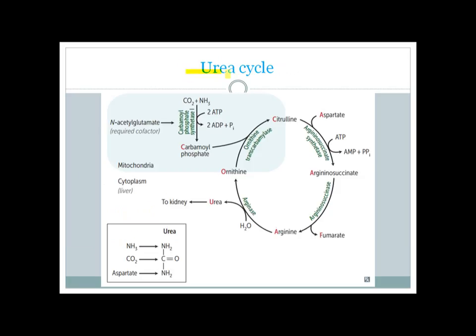So here we have the urea cycle. As you can see, this is the mitochondria and the white portion is the cytoplasm. So the urea cycle is one of the processes that occurs in both the mitochondria and the cytoplasm. And the first step of this reaction occurs inside the mitochondria, and it involves combining carbon dioxide with the ammonia to form carbamyl phosphate.